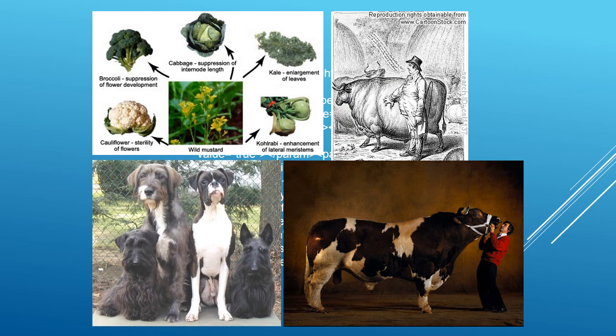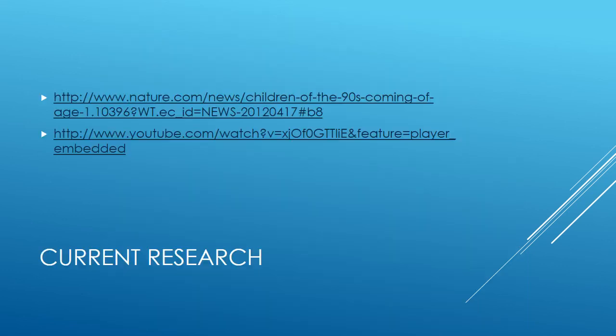But here's some other examples. Wild mustard gave us all these varieties of kale, broccoli, cabbage, kohlrabi. Okay? You can start to see some of the resemblances in these different breeds right here of dog. They are all related. You got a very large cow there. Okay, you get the point. There's some more research out there, but I'm not going to worry about playing this right now. We can talk more about this on the next day, okay? And I believe that that will be the end.